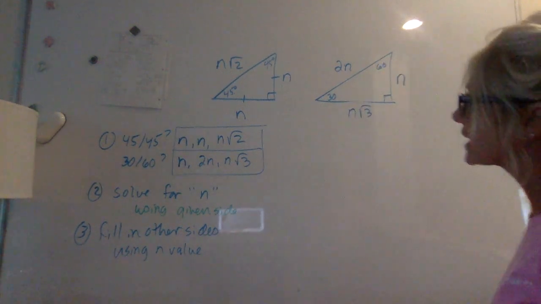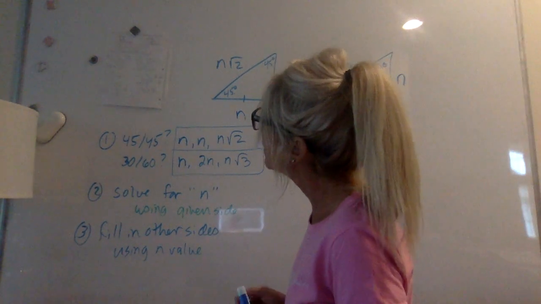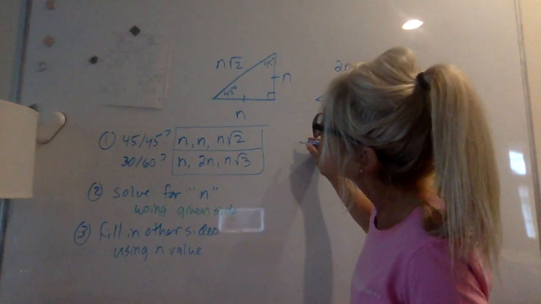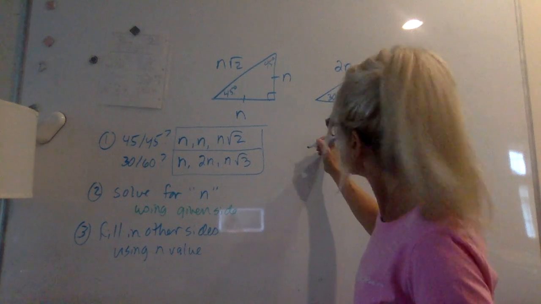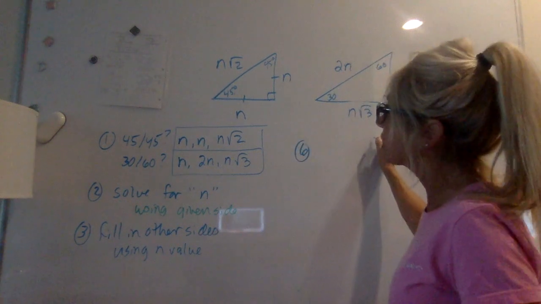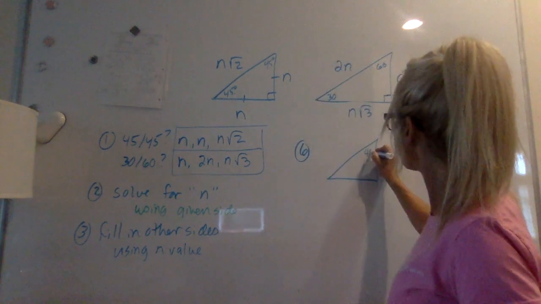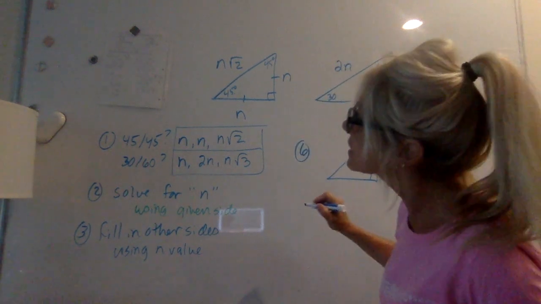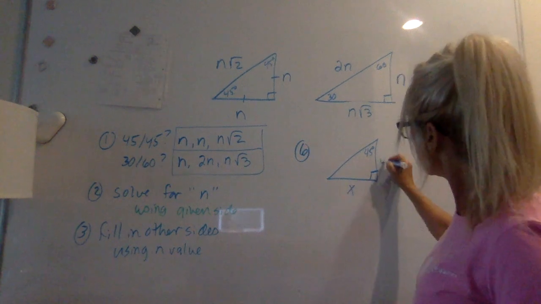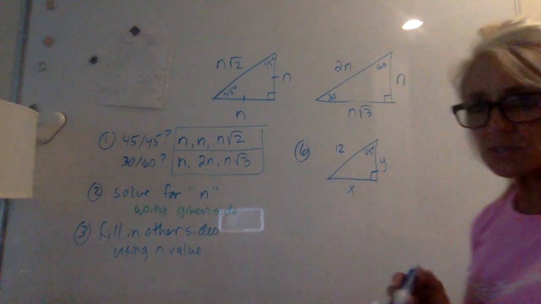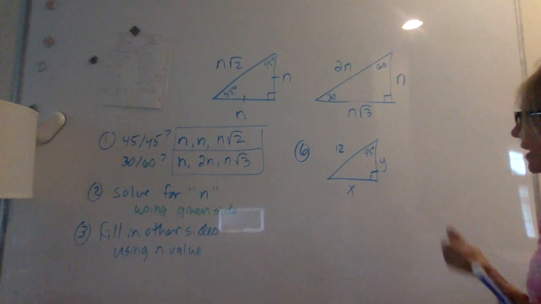The worst case is when you have something like number 6. Let's take a look at that one. So here I have a 45-45 based on the markings. They're asking me for this side, and then they're giving me a 12. Okay, so what makes this one tricky?